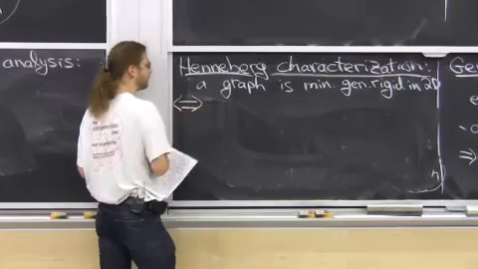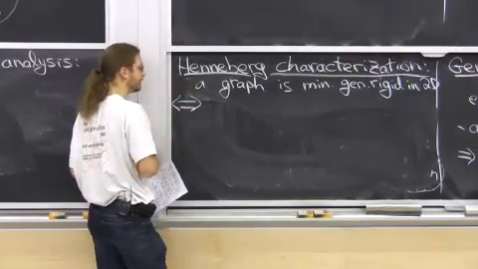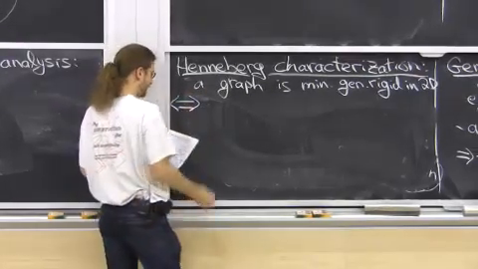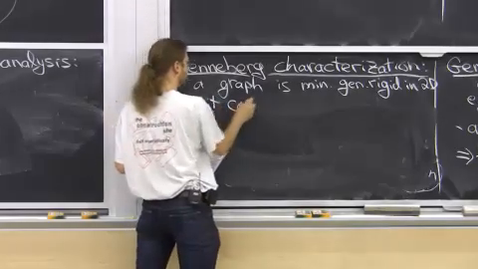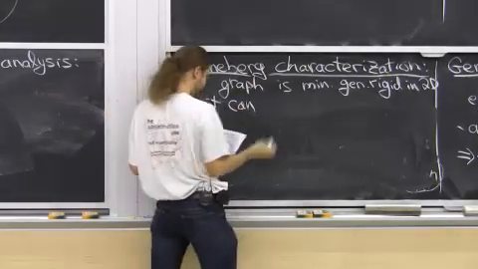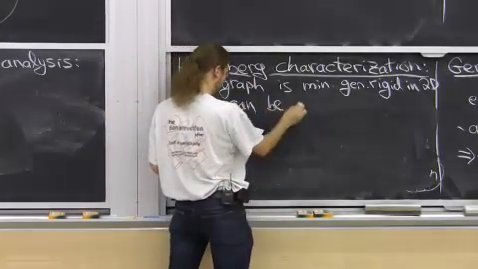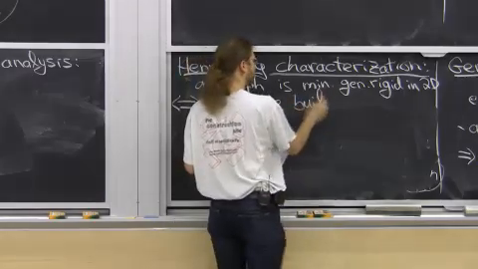So this is what both theorems will look like. A graph is minimally generically rigid in 2D if and only if. For Henneberg, this is from the 1911 result. It can be built.